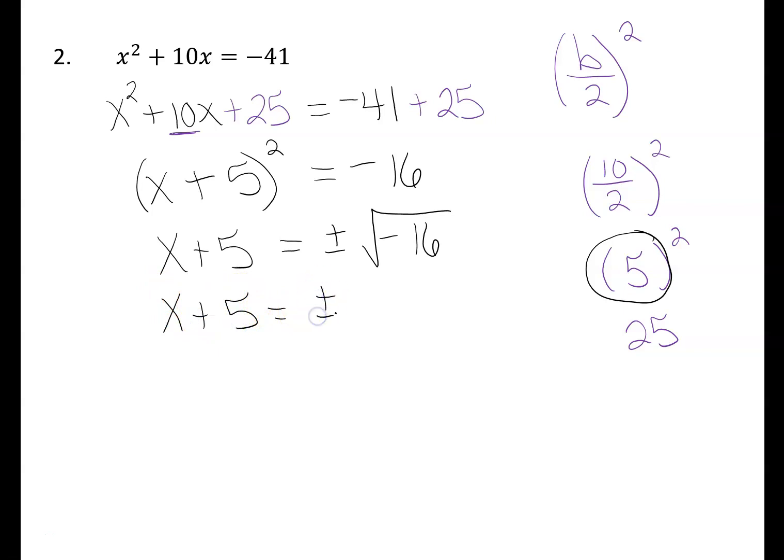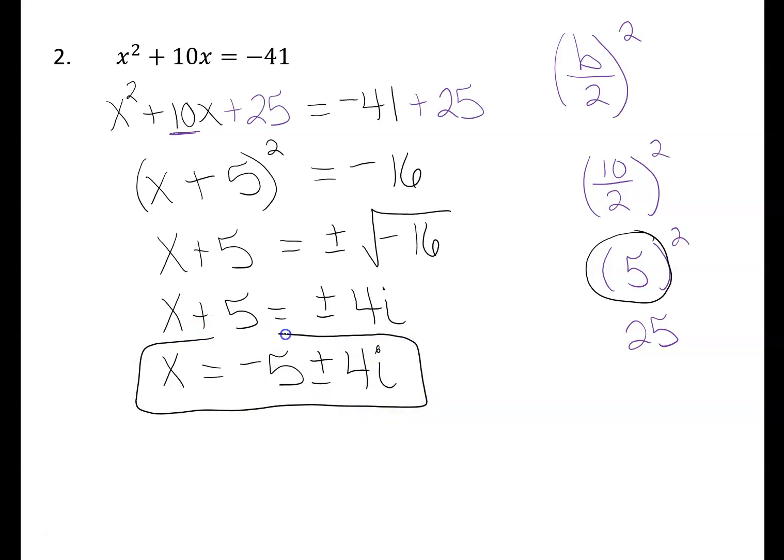So it's plus or minus. 16 is a perfect square. Negative under tells us to put an I. So this becomes 4I. The radical comes off because we had a perfect square. Next step, isolate x by subtracting the 5. And then that's it, because we cannot combine an I term with a constant. We will just leave it in that form.